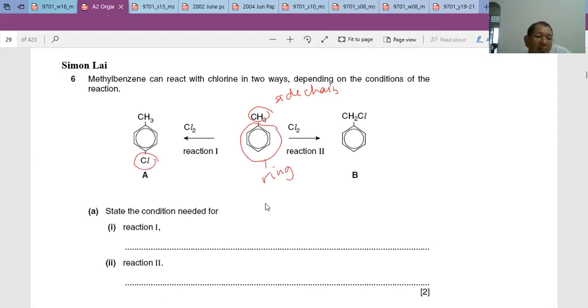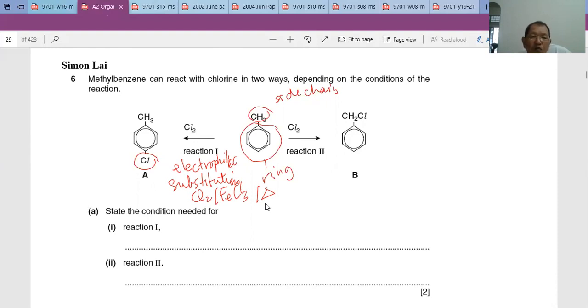It means that this is what? This is electrophilic. What reaction is this? Substitution. Which means I require Cl2 with what? With FeCl3 and heat. You must always remember the reagents, otherwise you will die. Remember CH3 will direct here.